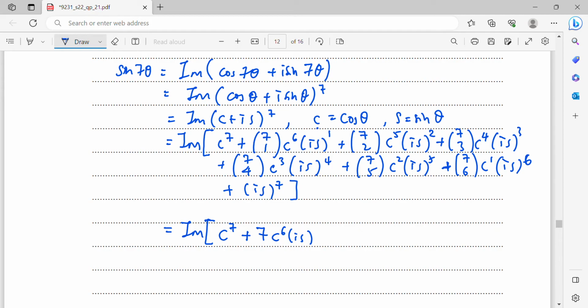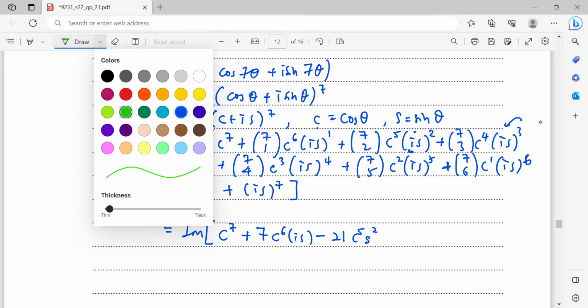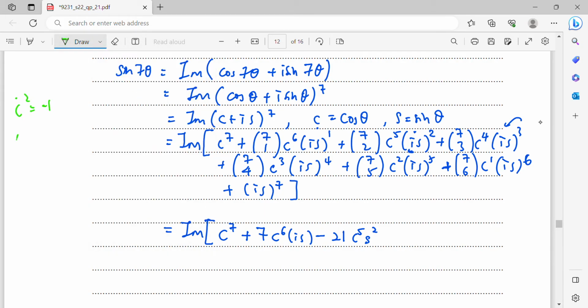Then now you have to be careful. This I, when you bring in the square, it is I squared. So I squared is minus 1. So I will directly simplify now. It will be minus 7C2 is 21. So I get C degree 5 S squared, the minus because I squared is minus 1. So now when I bring in the cube, you have to check here. I squared is minus 1. I cube is going to be I squared times I, which is minus 1 times I, so I will get minus I. Okay, so this I cube I will change to minus I.